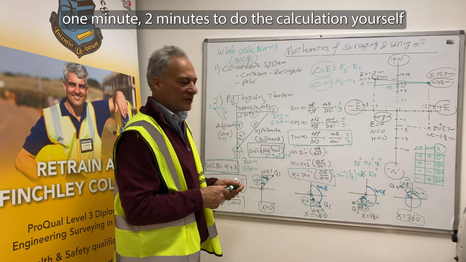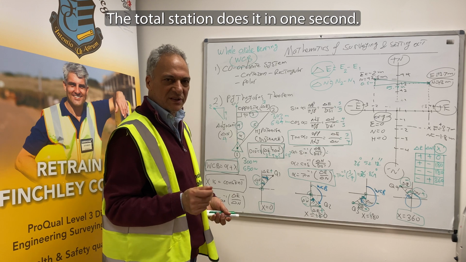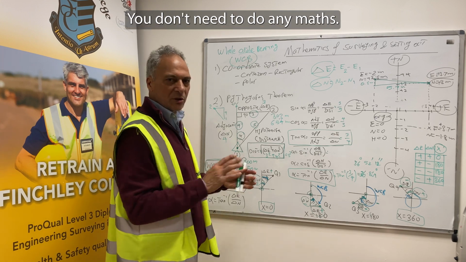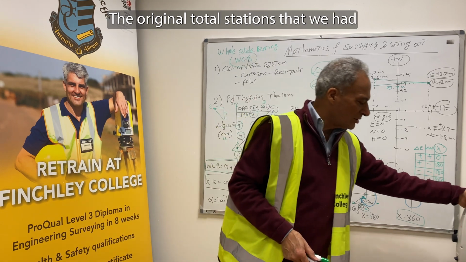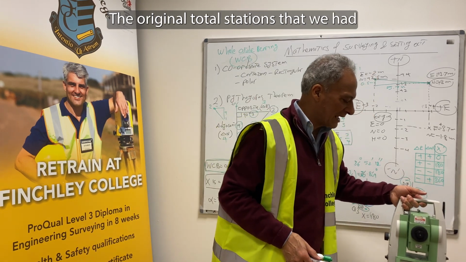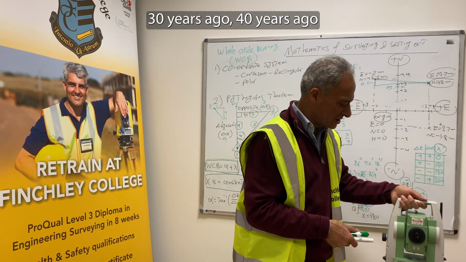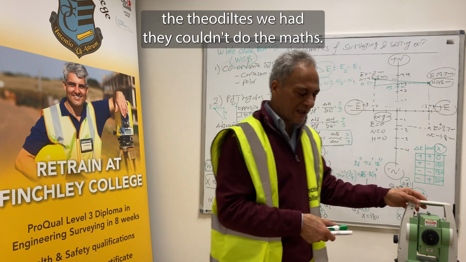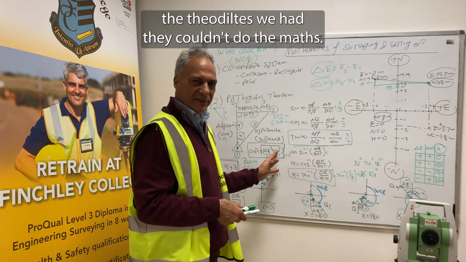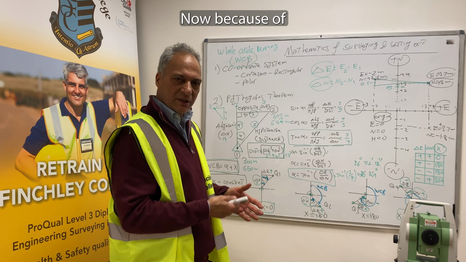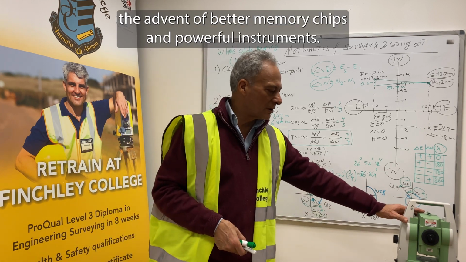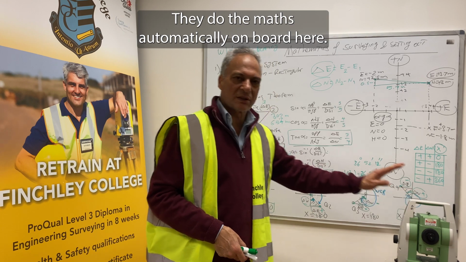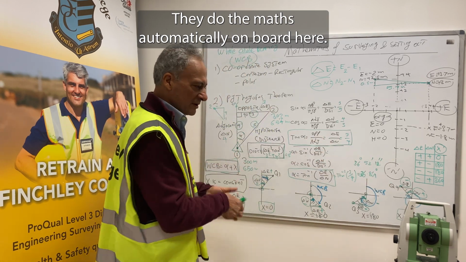1 minute, 2 minutes to do. But the total station does it in 1 second. You don't need to do any maths. That is the job of the total station. The original total stations that we had 30 years ago, 40 years ago, or theodolites we had, they couldn't do the maths. Now, because of the advent of better memory chips and powerful instruments, they've got the maths automatically on board.